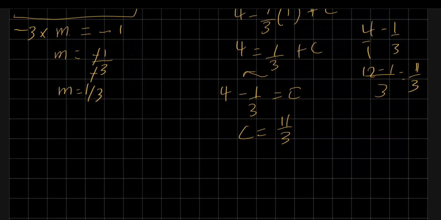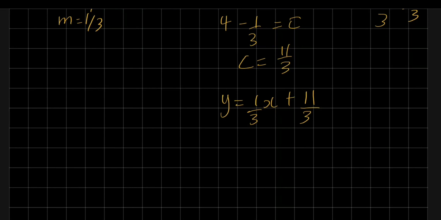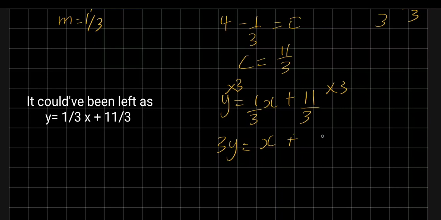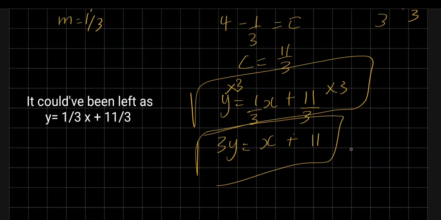So we know c and we know m, so we substitute that. y is equal to 1 over 3 x plus 11 over 3. If we want, we can leave it just like this, or we can multiply both sides of the equation by 3 just to get rid of the 3 at the bottom here. The new equation that we'll have is 3y is equal to x plus 11. Either one of these two equations could have worked. And that's it. That's how you find the equation of a line that is perpendicular to another line.